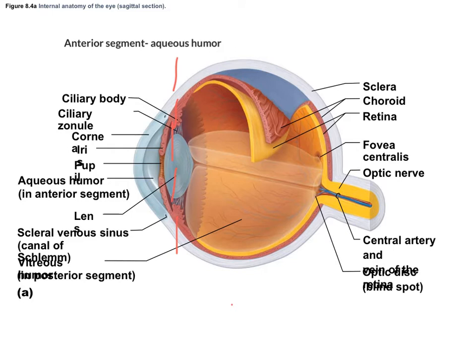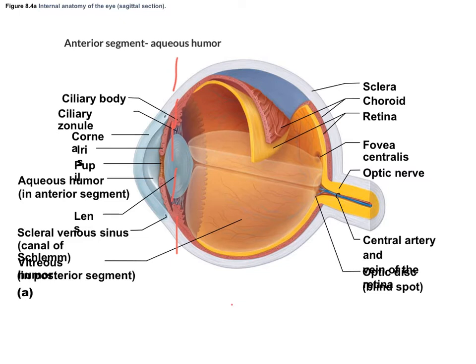In the back of the eye, here's your optic nerve, and you have a central artery that provides blood and nutrients to all of the eye itself. Right here where that optic nerve and those blood vessels come in is what we call the optic disc. That's a blind spot where there are no retinal nervous cells.